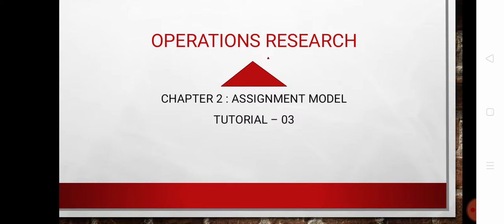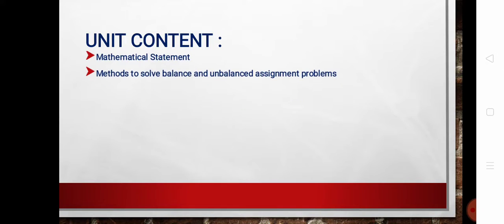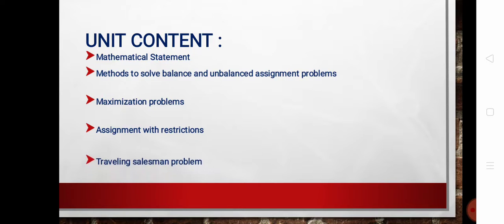Hello friend, now we are in tutorial 3 in the assignment model. In this tutorial 3, we learn the traveling salesman problem and assignment with restriction. In tutorial 1, we already learned the mathematical statement and the method to solve a balanced problem, and in tutorial 2, the unbalanced problem and maximization problem. Now in tutorial 3, we learn assignment with restriction and the traveling salesman problem.